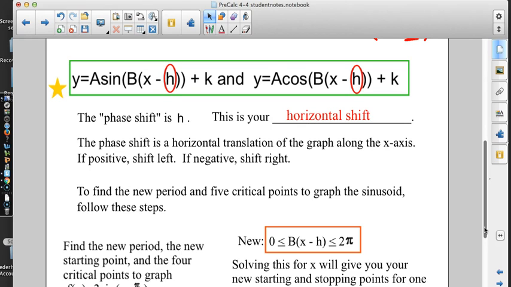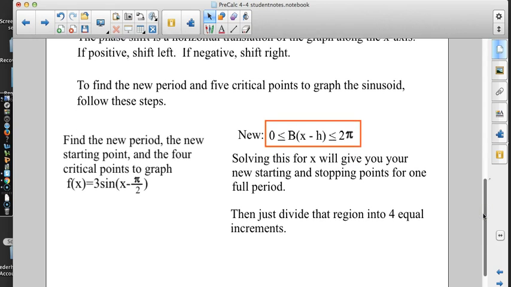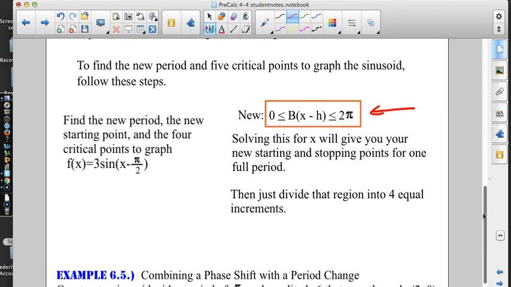If it's positive, shift left. Again, anything with the x behaves backwards. If negative, shift to the right. To find the new period and 5 critical points, this gets a little tougher to do. What we want to do is follow these steps. And this is what I was talking to you about before. When you're graphing, anything that's part of the x pieces, which would be the b and the h, I want to use that along with a compound inequality to figure out what my new positions are.